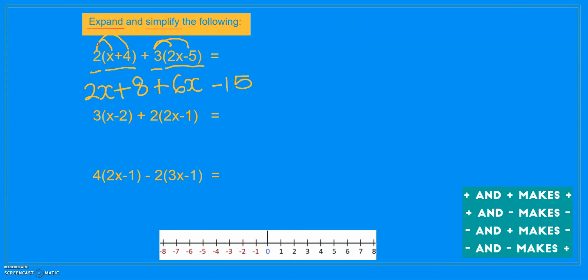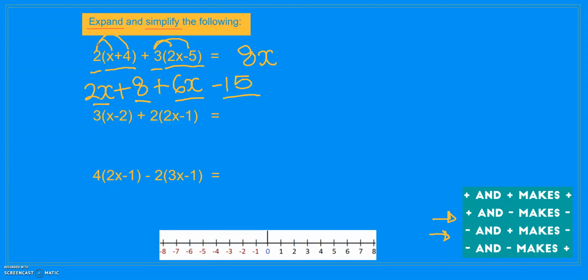Because if you remember the rule here, it's a negative. Okay, so now we're going to simplify. So we're going to be looking at this and this. So 2x plus 6x is 8x. And plus 8 minus 15.